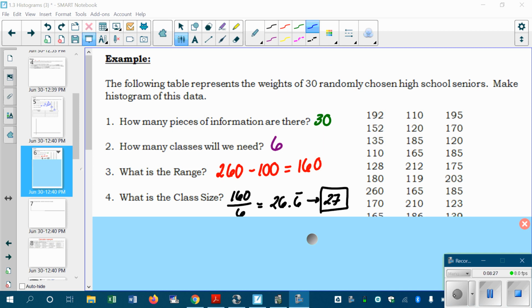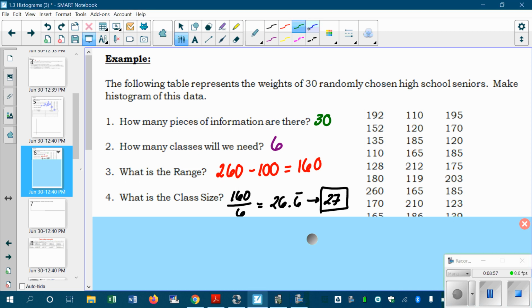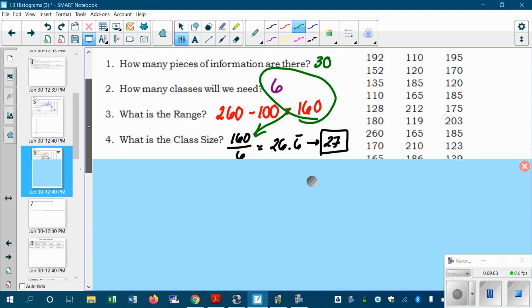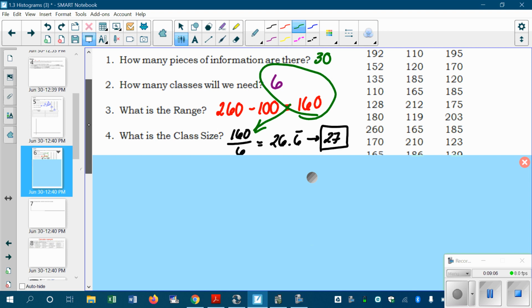Otherwise, you might end up with data points that are outside of what you label as your last interval, right? You need the intervals to be wide enough that that last class captures the highest data point. Okay, so that's what you're accomplishing with the rounding up. So we will round 5 up to 6, set that aside, then take our range, which was 160, and divide it by how many classes we needed. So I'm dividing 160 by 6 right here, and I get a decimal there as well.